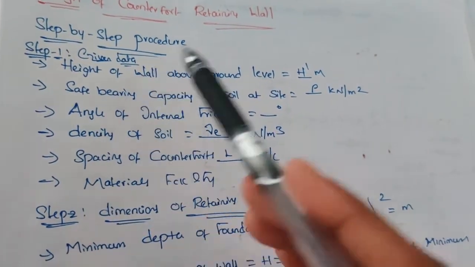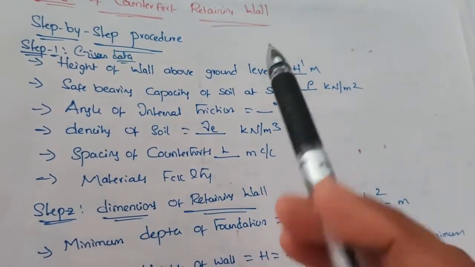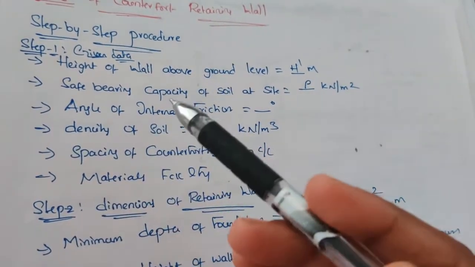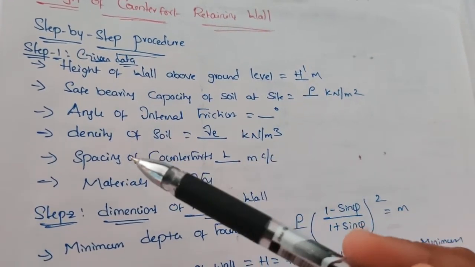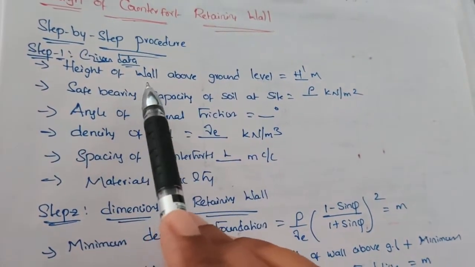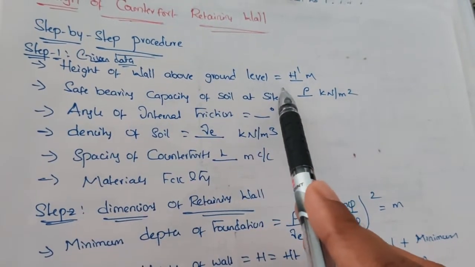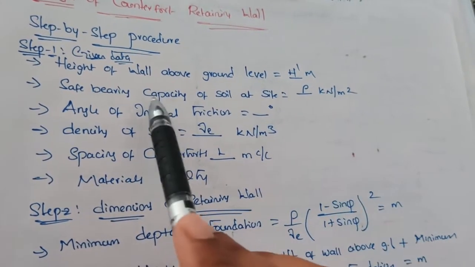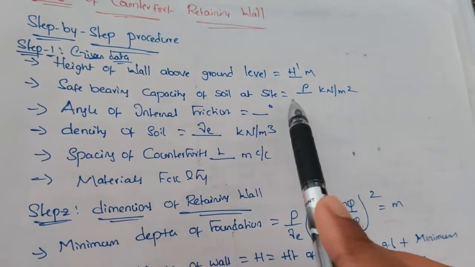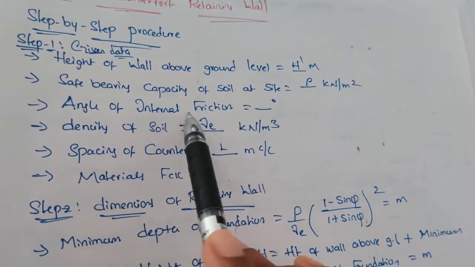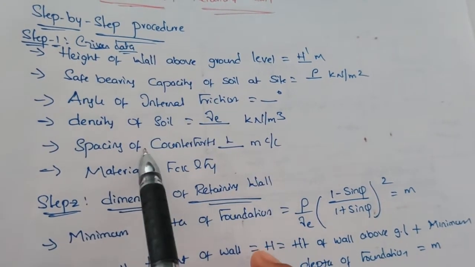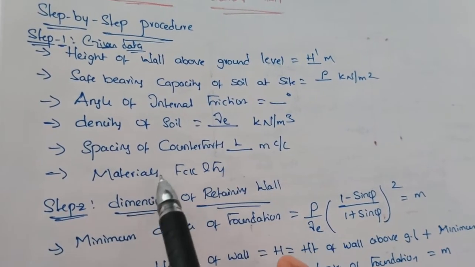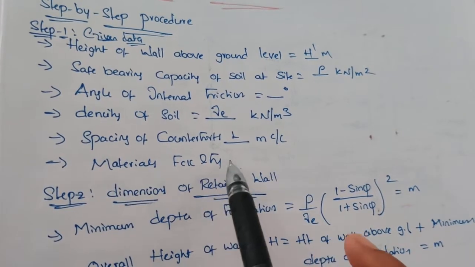Step one means whatever data is given in the problem, or in the outside practical, to design the retaining wall; that data you have to consider. First, the height of the wall above the ground level, how many meters. Second, the bearing capacity of the soil, angle of internal friction, density of soil, spacing of the counterfort, and materials fck and fy.